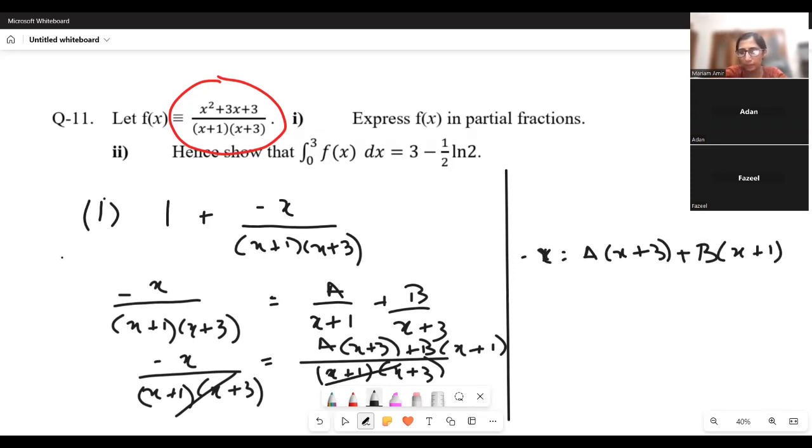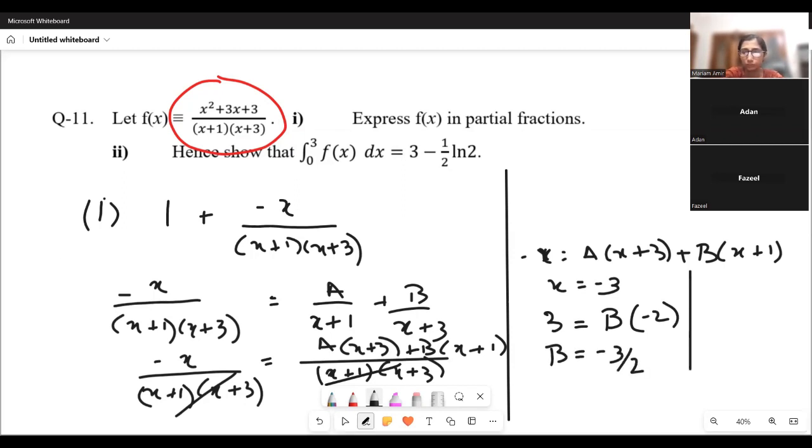So पहले हम x equals minus 3 कर लेते हैं. So we get 3 equals b times minus 3 plus 1, which would be minus 2. So b is coming out to be negative 3 upon 2. And then I'm going to substitute x equals minus 1. So we get 1 on that side equals a times 2. So a equals half.